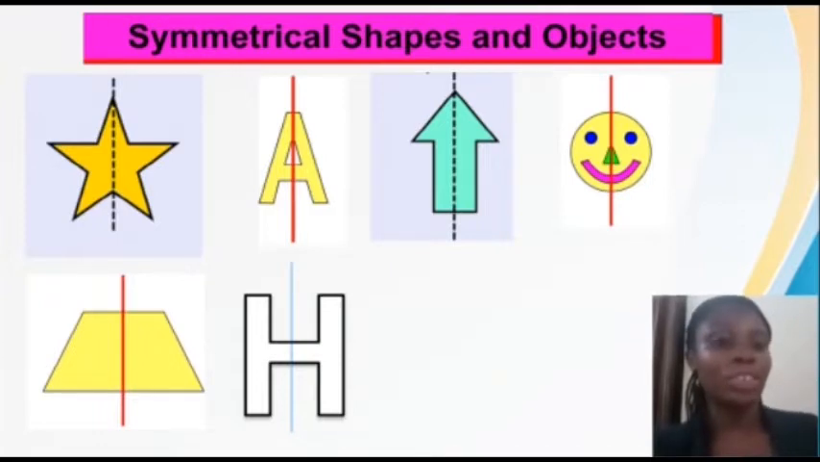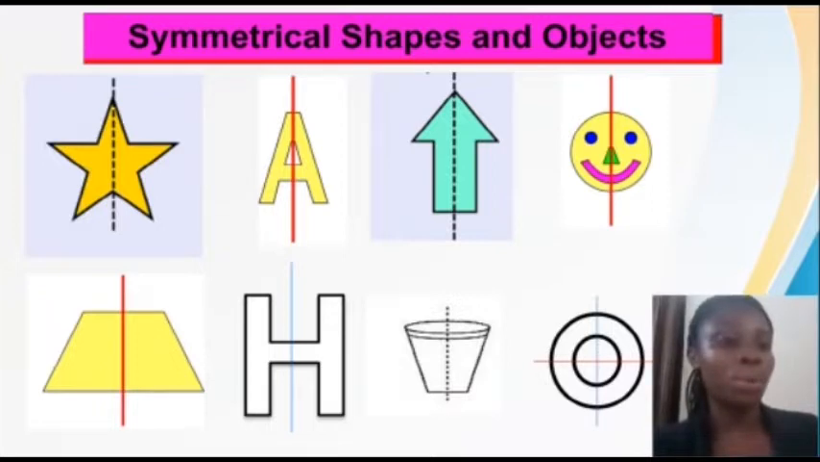Letter H, that is capital letter H. Capital letter H is also symmetrical. You can see the line that cuts through it. When you fold on that line, you will have the two sides the same. Two sides will match perfectly. A bucket. This bucket is also symmetrical. It has one line of symmetry.